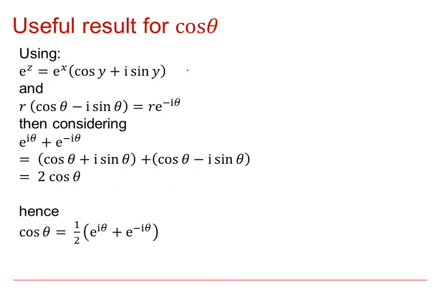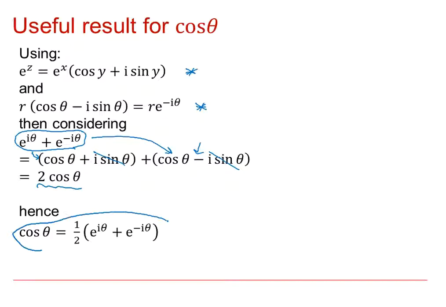So, using the result we've just discussed and the exponential form we've just found, now look what happens if we consider e to the i theta plus e to the minus i theta. So we've written each of these exponentials in its modulus argument form. Noting the minus sign on this one, the i sine theta cancels out and we're left with 2 cos theta. So if we make cos theta the subject, we can see and use the fact that cos theta is a half of e to the i theta plus e to the minus i theta.